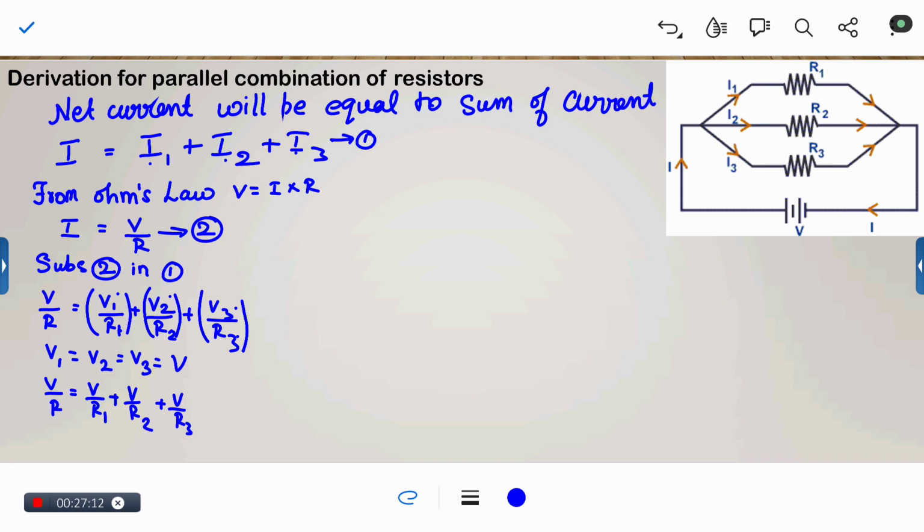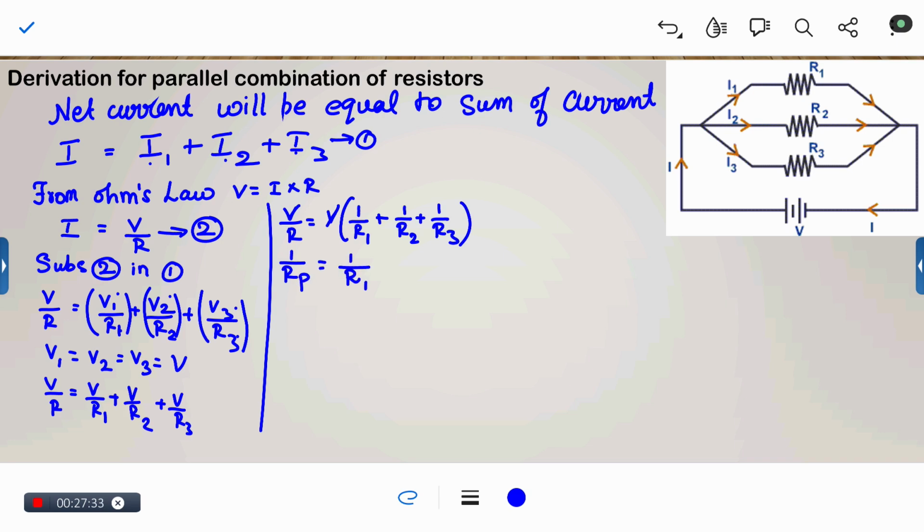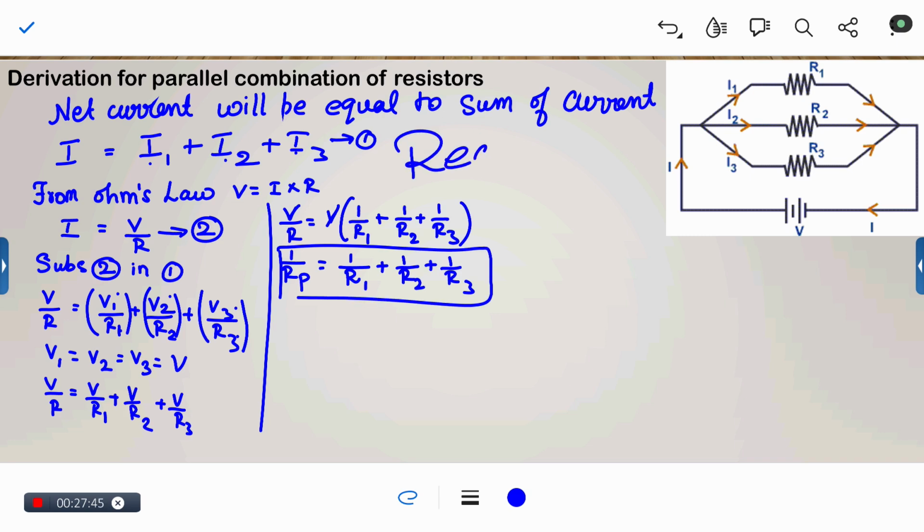So in the right hand side term, V is common, so take it outside. So V by R is equal to V into 1 by R1 plus 1 by R2 plus 1 by R3. So V cancels. What remains? 1 by R. What type of combination? Parallel. 1 by R is equal to 1 by R1 plus 1 by R2 plus 1 by R3. So we are writing in the format of 1 by, and 1 by means it is nothing but called the reciprocal.